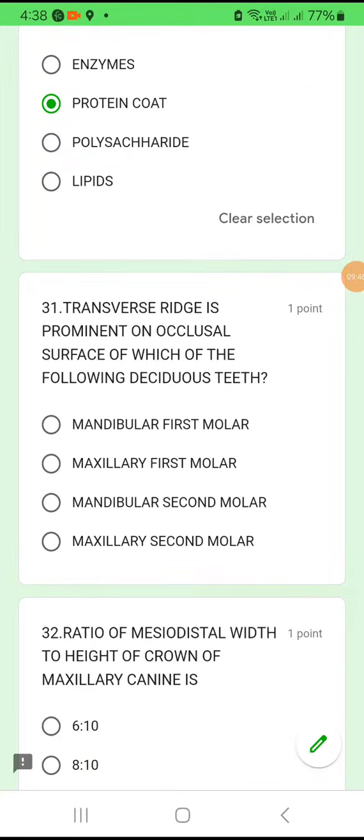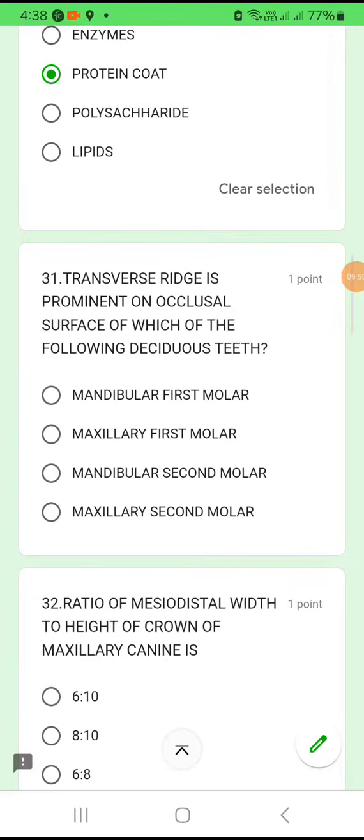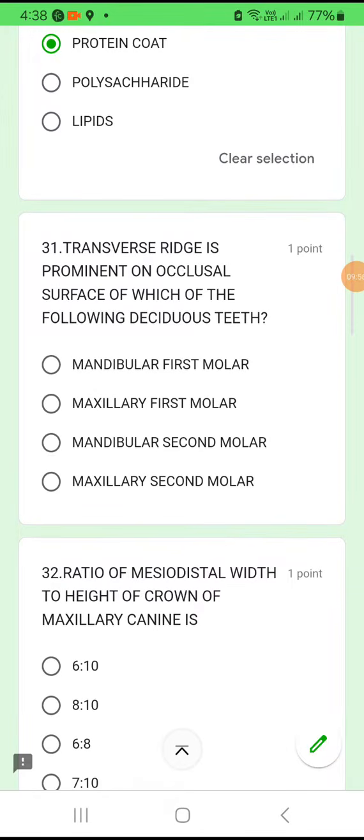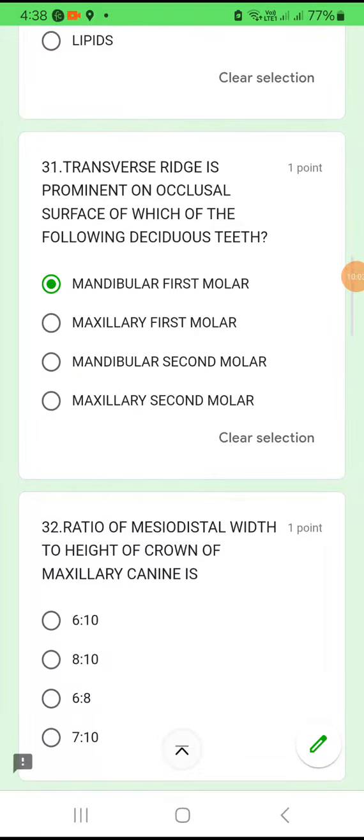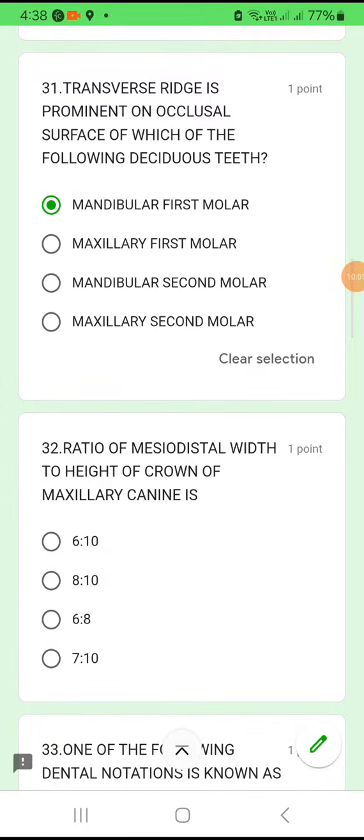Question number 31. Transverse ridge is prominent on the occlusal surface of which of the following deciduous teeth? Okay, so be careful with the question. They are asking about the deciduous teeth. Okay, transverse ridge is seen in which deciduous tooth? It is seen in the mandibular first molar. Okay, deciduous mandibular first molar.